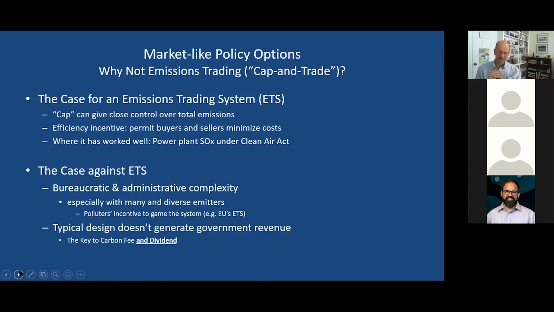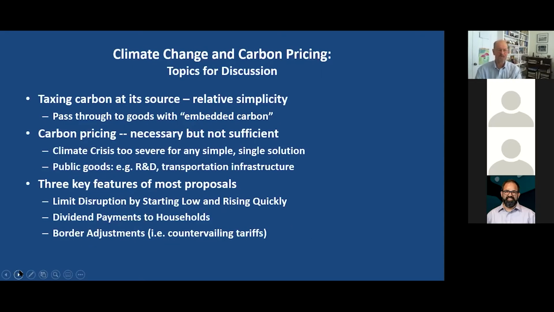And as we're going to discuss more today, the typical design of a cap and trade approach doesn't generate government revenue. And we're going to make the case that for equity reasons, for fairness reasons, we want to have government revenue that can be returned to households as a dividend. Lots more on that coming in a few minutes. Peter, let's go to one more slide.